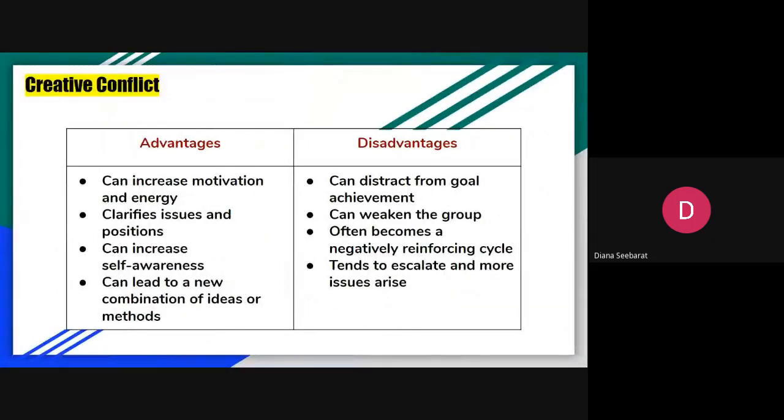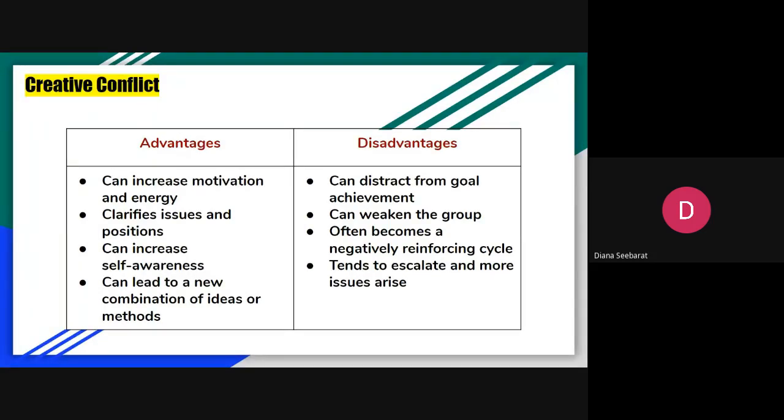So, the first one is it can increase motivation and energy. It clarifies issues and positions. It can increase self awareness because if you are the one making the conflict, you could learn from it and you can become a better group member. And it can lead to a new combination of ideas or methods.